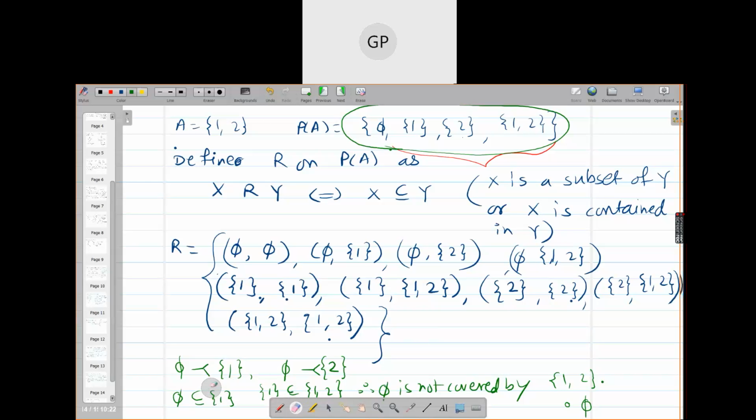Have you written this in green color, which I have written green? Has this been done? Yes, ma'am. Phi is covered by 1 and phi is covered by 2. So where should I write 1 and 2? Singleton 1 and 2.